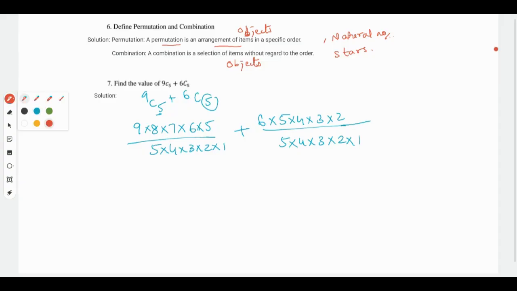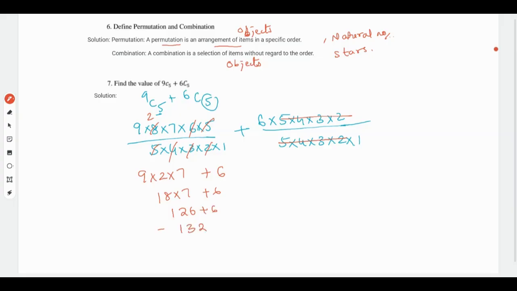So now if you cancel this, 5 and 5 get cancelled, 2 3s are 6 get cancelled, 4 1s are 4, 2 4s are 8. Then all this gets cancelled, we get only 6. So it is 9 into 2 into 7 plus 6. 9 into 2 is 18, 18 into 7 is 126, plus 6 will be 132. So here the answer is 132.